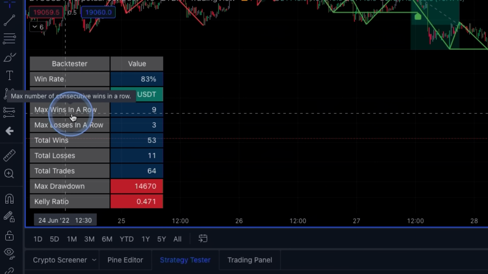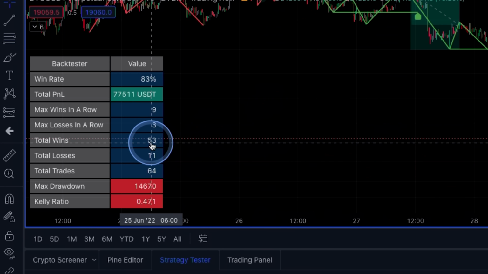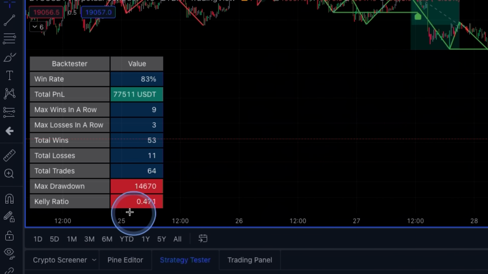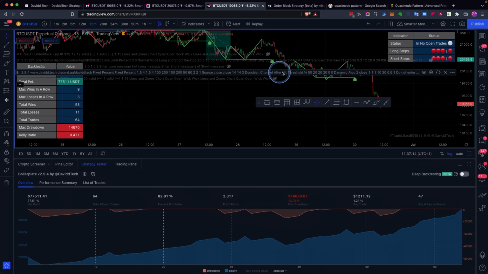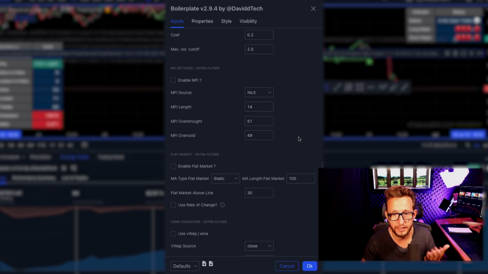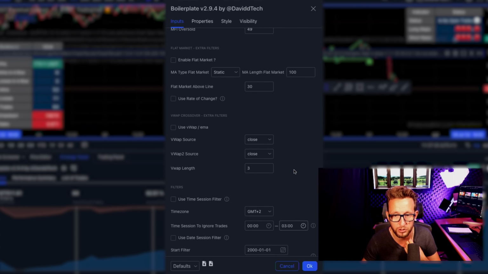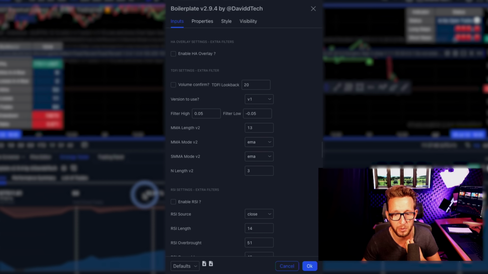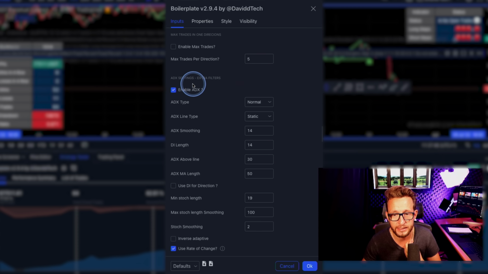Like I said, max wins in a row was 9, max losses in a row was 3. We had total wins of 53 and total losses of only 11, so that's great. Our max drawdown and Kelly ratio was 0.42. Now, I did add 2 things for confluence. One was the volume flow and the last one was the ADX as normal. Without the volume flow it makes about 2% difference, so we were actually at 80%. So not a big difference, but it's always nice to have. I've left it at the ADX on a static line of 30.